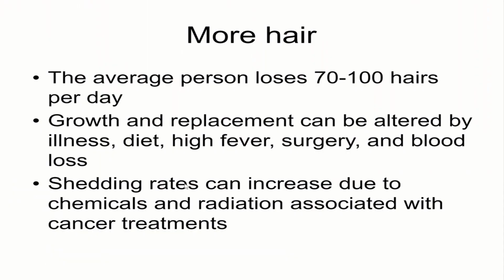So some more things about hair. The average person loses about 70 to 100 hairs per day, and that's absolutely normal. Anything over that might be considered a concern, but it kind of depends. Shedding rates can increase due to chemicals or radiation. Sometimes even surgery can cause hair to fall out.